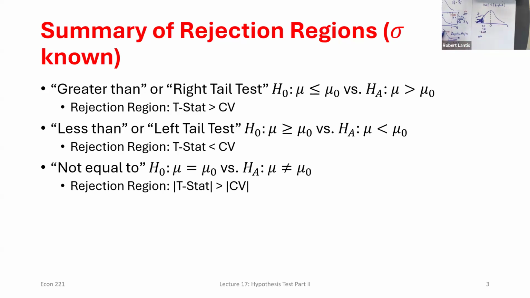If I see a test statistic that's anywhere to the left of my critical value, what's the probability I saw that test statistic or anything even more extreme? That probability has to be less than what? 10%, or the probability to be less than 0.1.